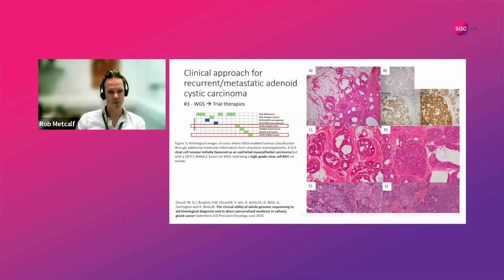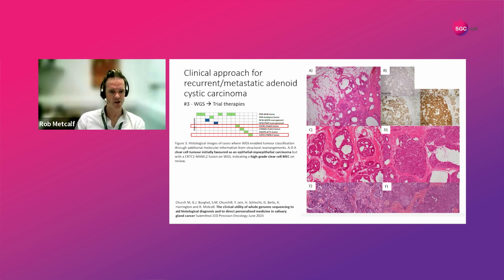And then this is just to demonstrate, from a histological perspective, what our pathologist looks at down the microscope, the images they see when they stain the tumor samples. I think this at the top shows what was a clear cell carcinoma that was then reclassified from an epithelial-myoepithelial carcinoma to a high grade clear cell mucoepidermoid carcinoma based on this MAML2 fusion. And I do have one other slide.